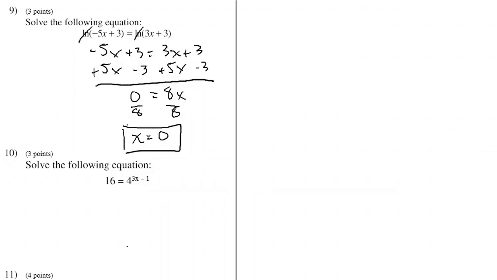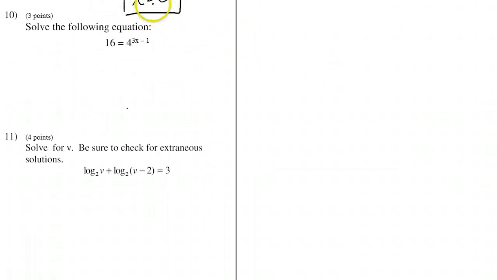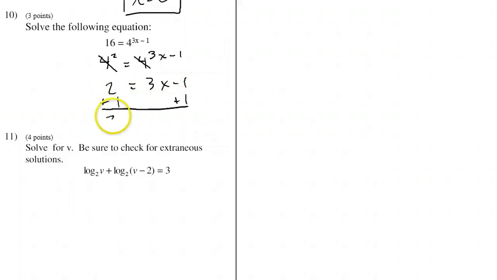Number 10. This is another equating exponents. It's probably the easiest method. Here I have 4 to some power, so I can rewrite 16 as 4 to the second power. And once we're at that point, then we can just cancel out the base 4s. And I get 2 is equal to 3x minus 1. And I can solve this. And my answer is going to be x equals 1.